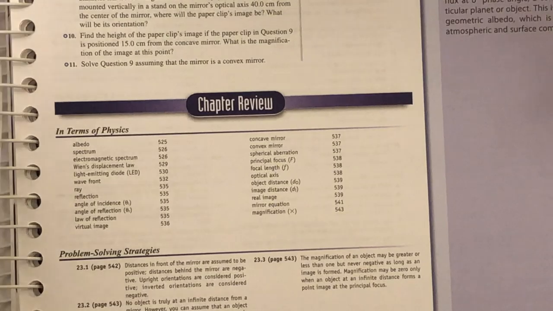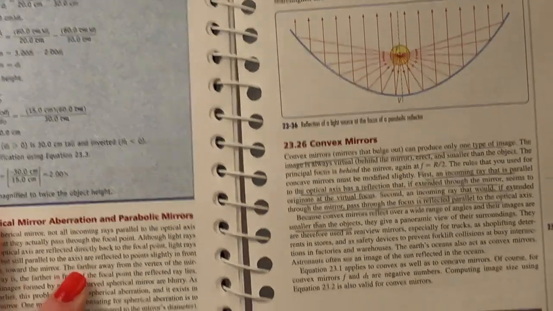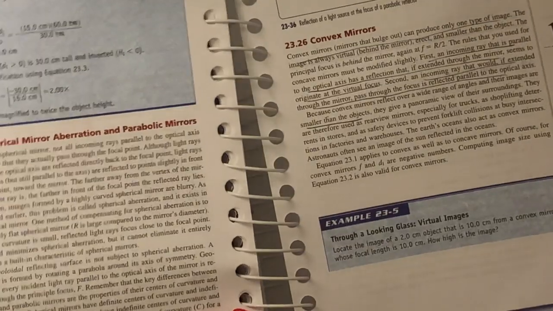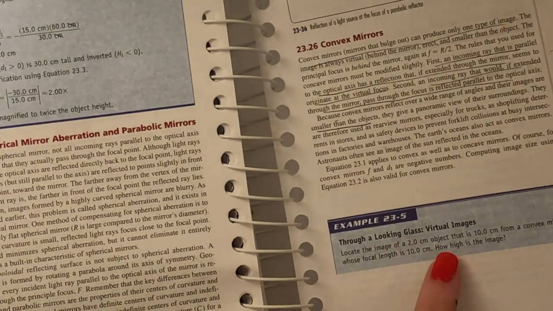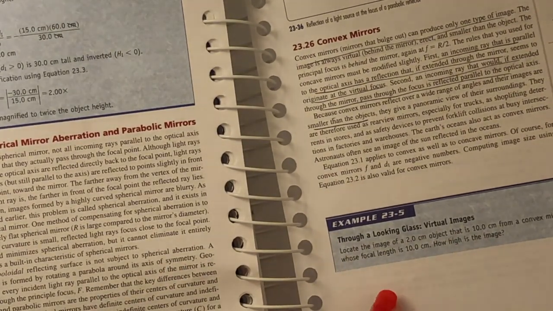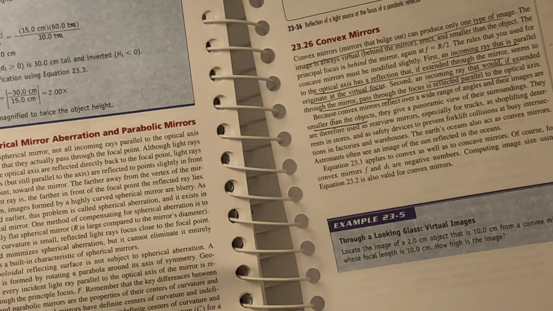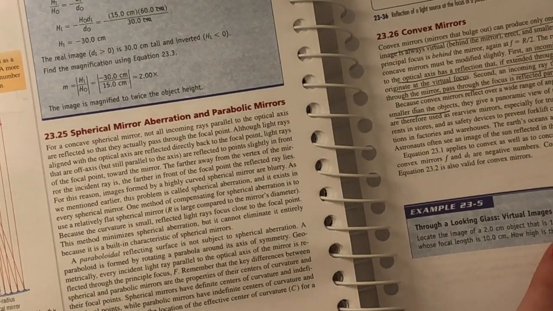So let's just go through this problem really quickly so you understand where you need to put in that negative sign. So if we're looking at an image, locate the image of a 2 centimeter object that is 10 centimeters from a convex mirror whose focal length is 10 centimeters. How high is the image? So that at the end is asking for its height.